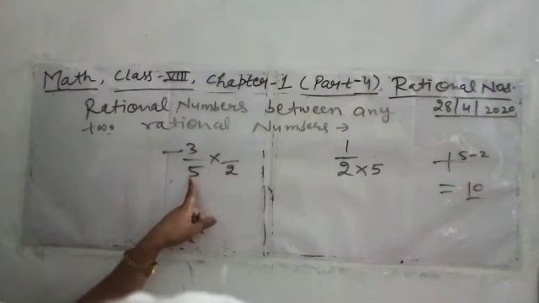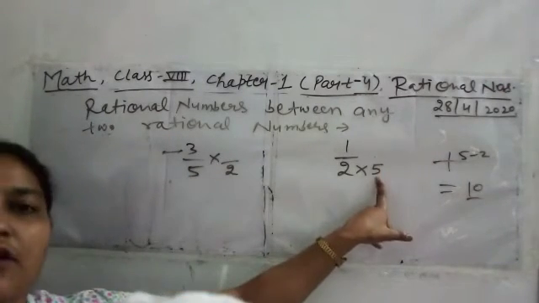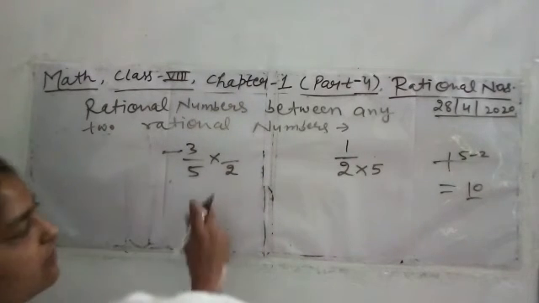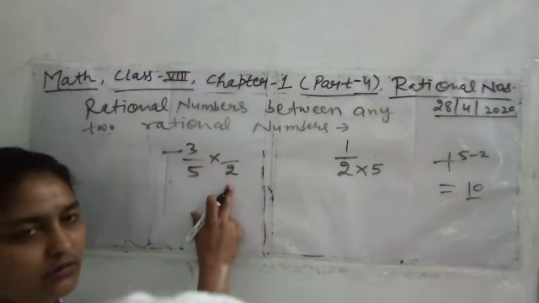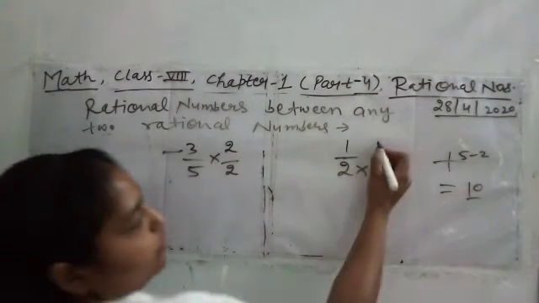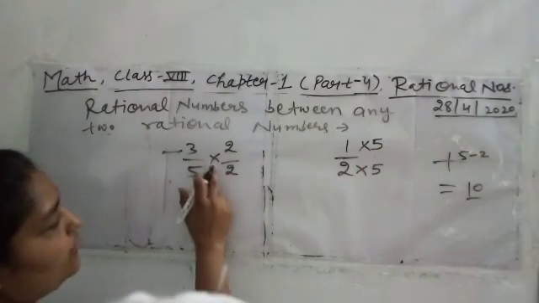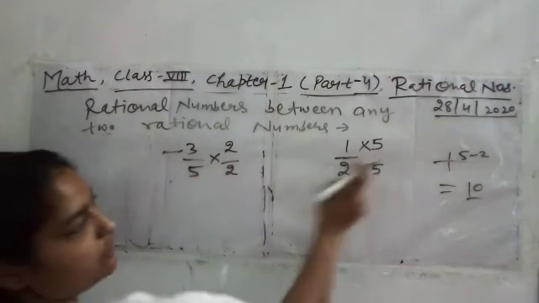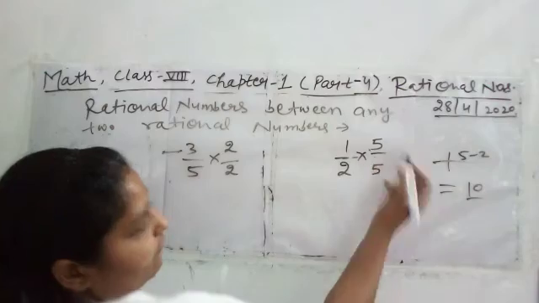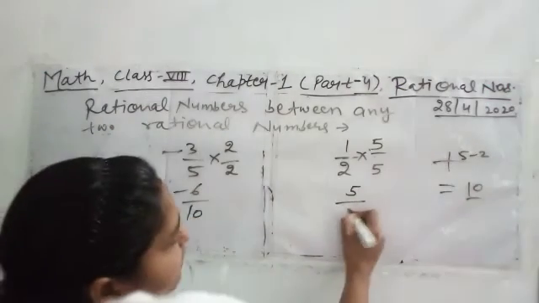Now see, here the denominator was 5, and we have multiplied it with 2. Here it was 2, and we have multiplied it with 5. Now we got the denominator 10. But the condition is also this: when you multiply the denominator, you need to multiply the numerator by the same number. Here with 2 and here with 5. Now see, it will be minus 6 upon 10 and 5 upon 10.